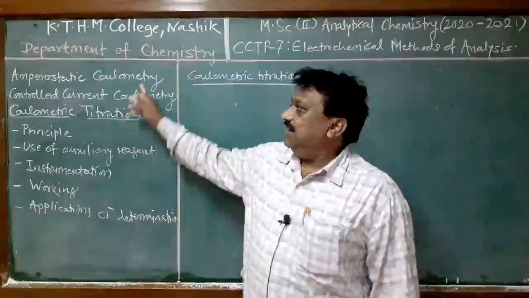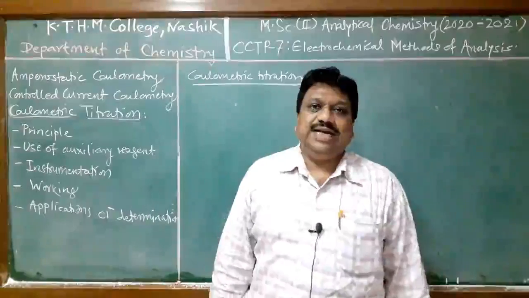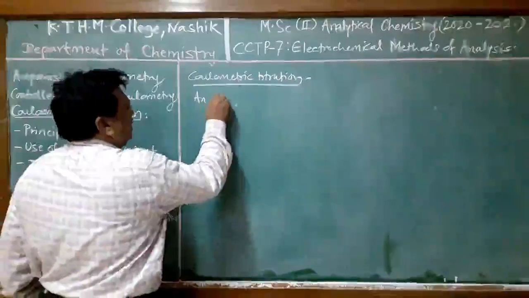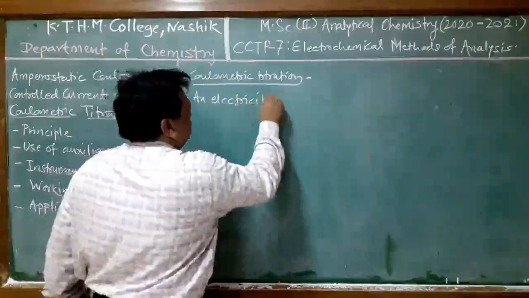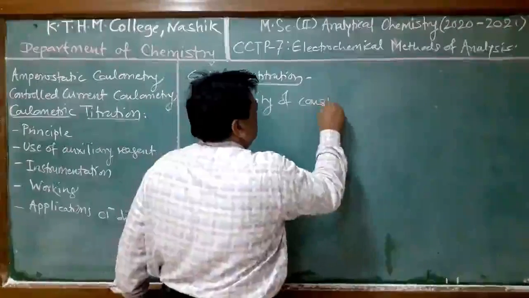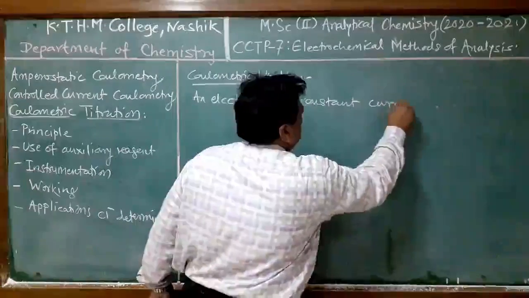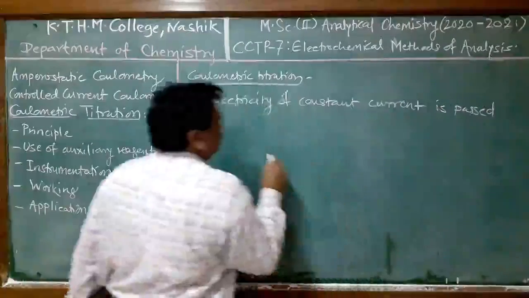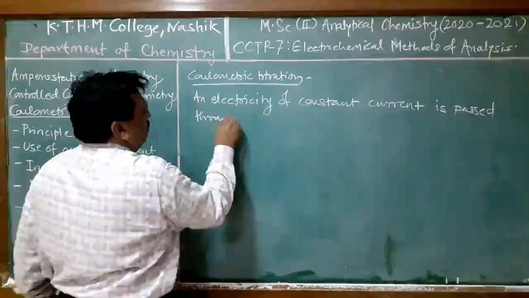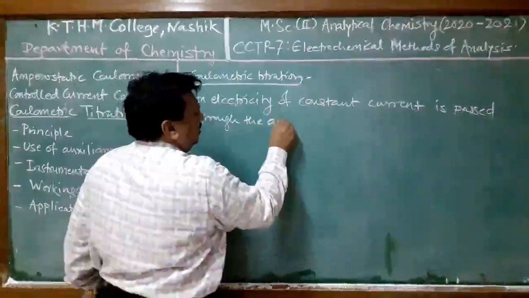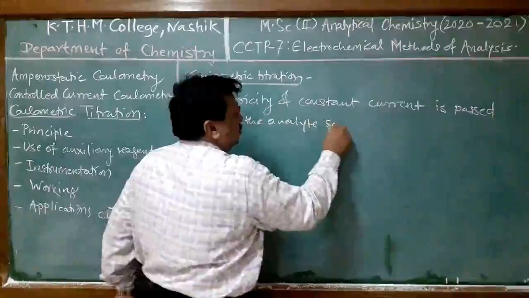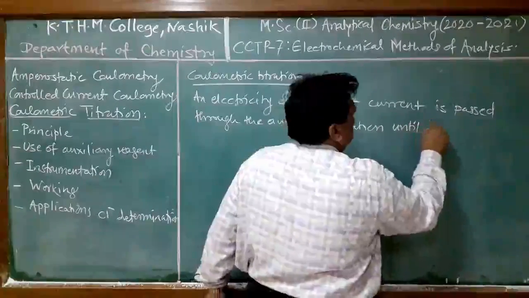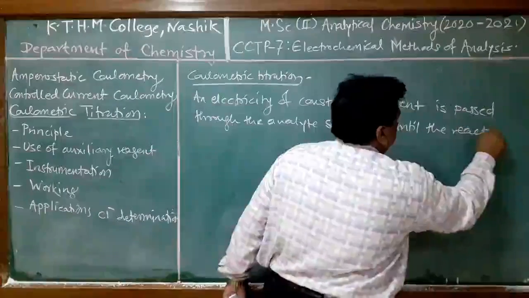Coulometric titration is a secondary coulometric analysis or assay. In this case, electricity of constant current is passed through the analyte solution until the reaction is just completed.